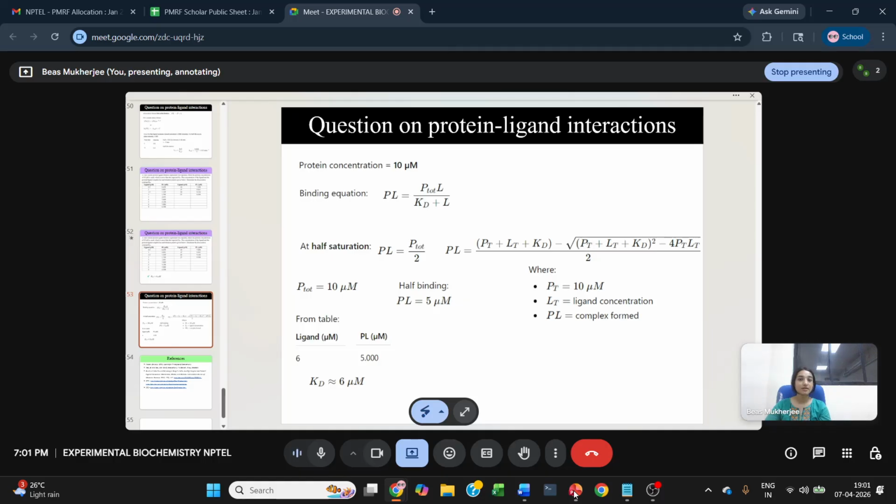So P total is 10 micromolar, half binding, that is PL is equal to 5 micromolar. From the table we see that ligand concentration is 6 when PL is 5 micromolar. So that means Kd will become 6 micromolar. Okay.